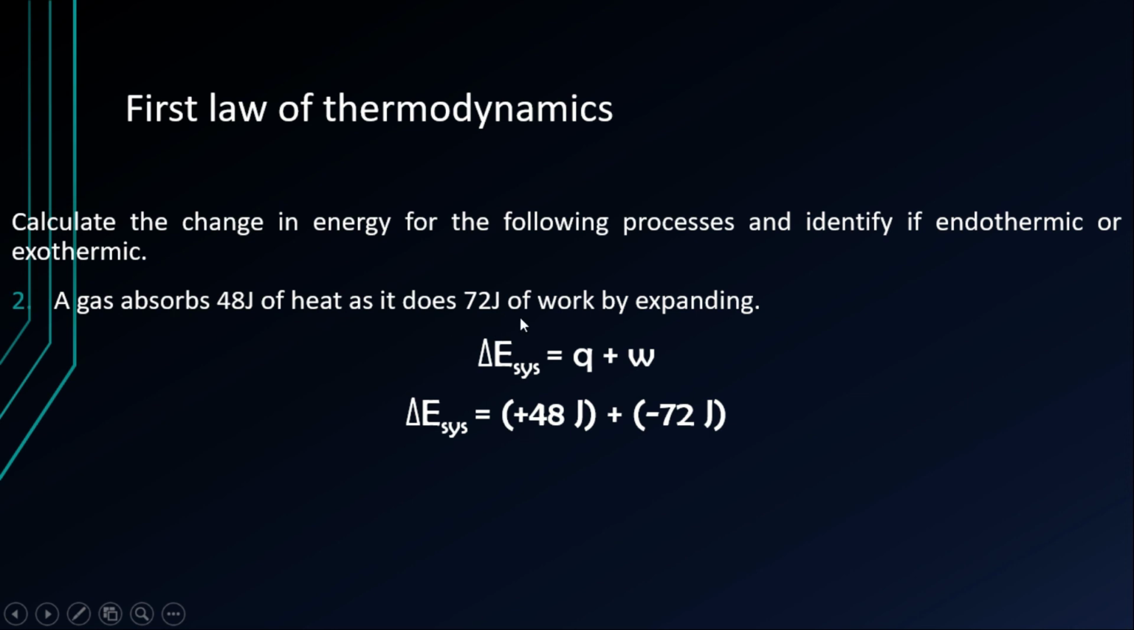For work, 72 joules of work. Sabi niya dito, kaya 72. The symbol, positive or negative. Sino ang gumawa ng work? A gas absorbs 48 joules of heat as it does 72 joules of work. So, ibig sabihin ang gumawa ng work ay yung system, kaya magiging negative.